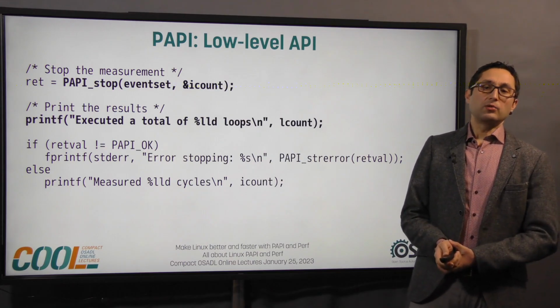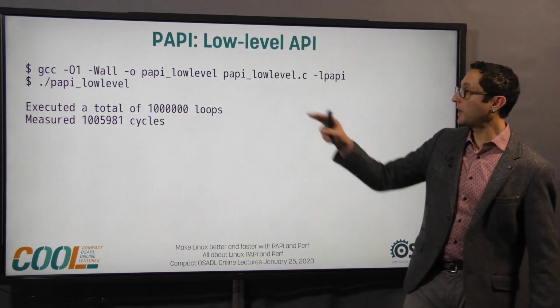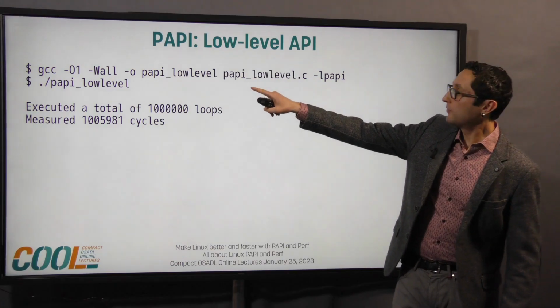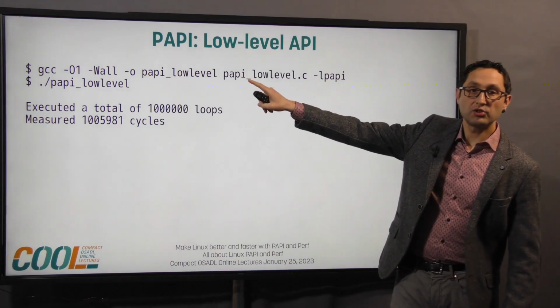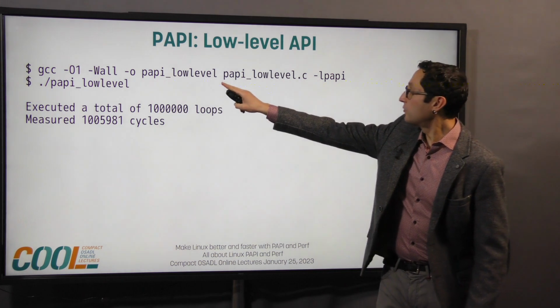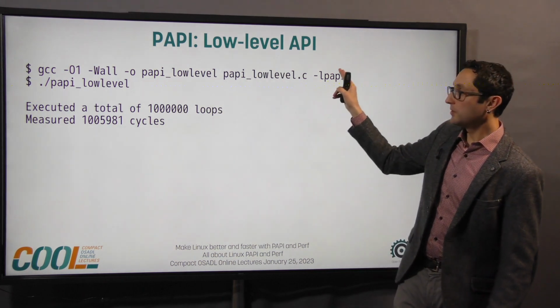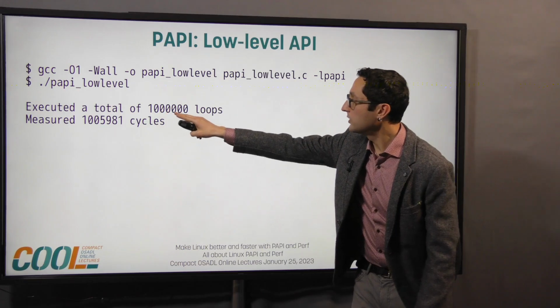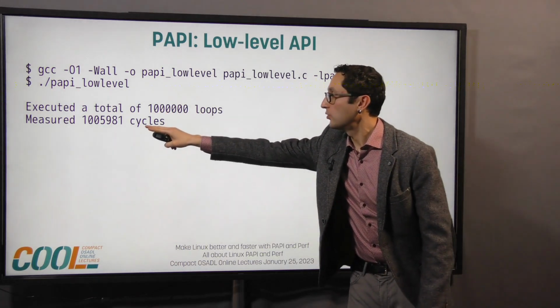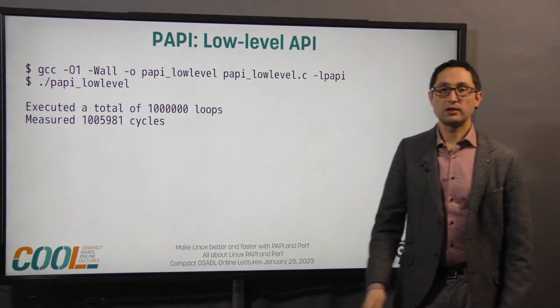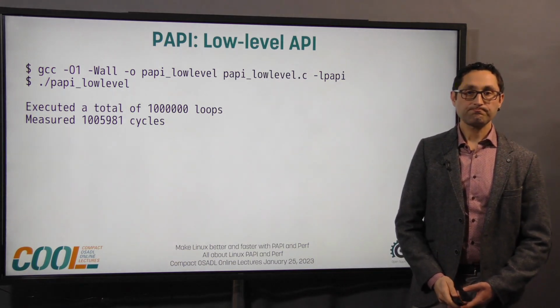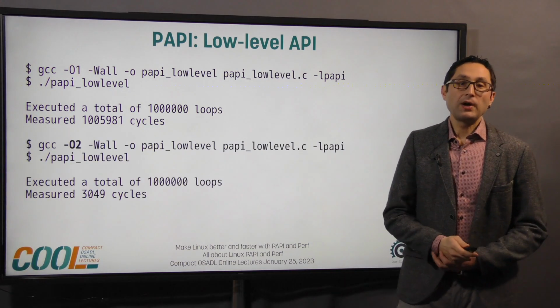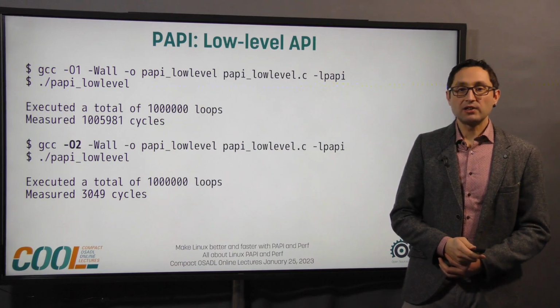So how does this look like? So we compile the program. In the first try, I compiled with optimization level O1, and we link this program to lib PAPI. We execute it, we see, okay, we've got 1 million loops and slightly more than 1 million cycles have been spent in the program. Now let's recompile with another optimization level.